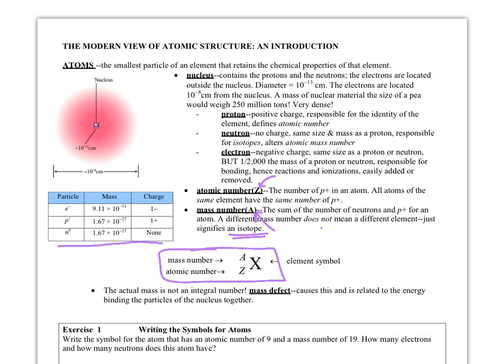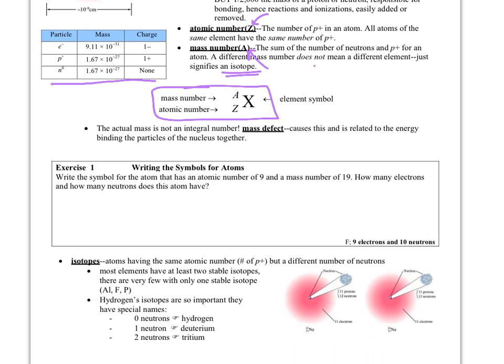All right, so let's talk really quick about writing the symbols for our atoms. This is just a quick review. So, write the symbol for the atom that has atomic number of 9 and a mass of 19. You would look on your periodic table, and you would see that the atomic number of 9 is 9 protons, so that's going to be fluorine. So you would write an F. And it has a mass number of 19, so that would go up on top. And your atomic number goes down on bottom as a 9.